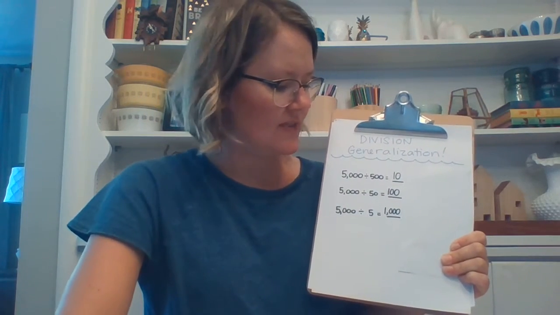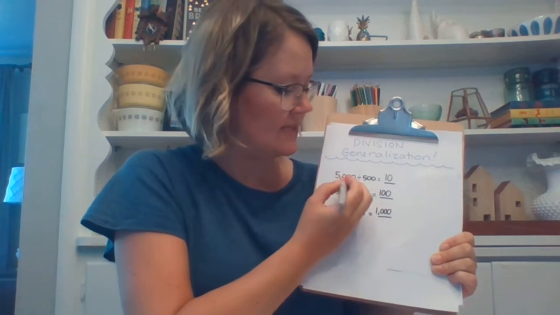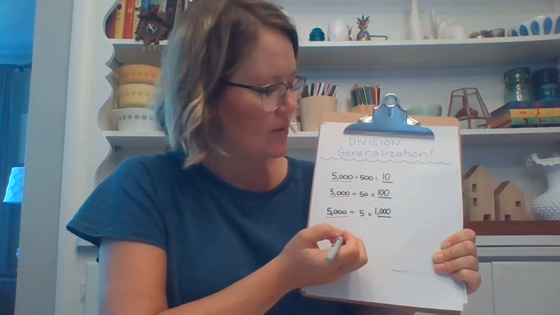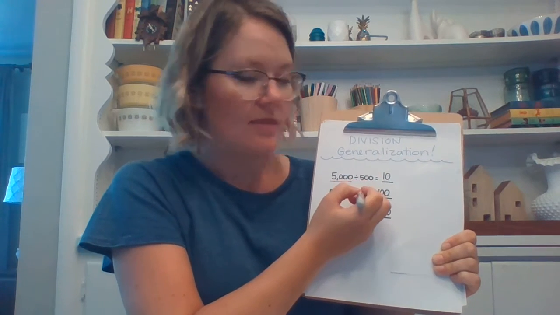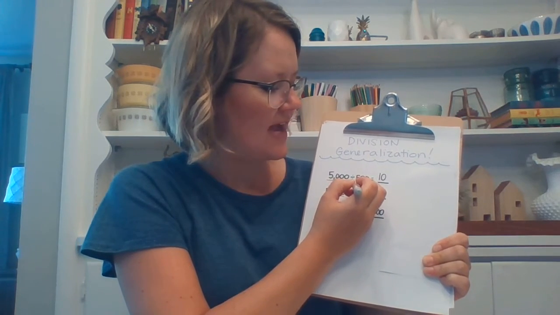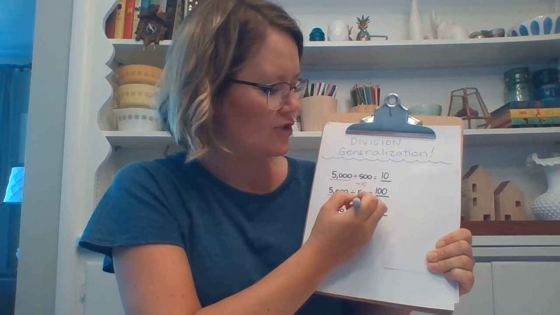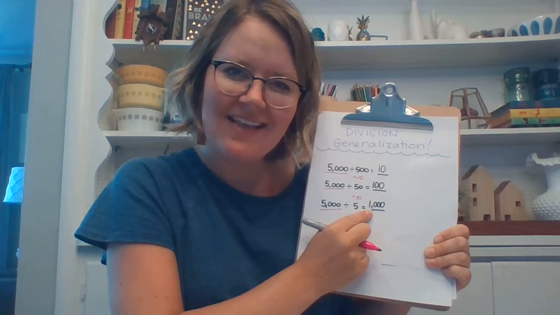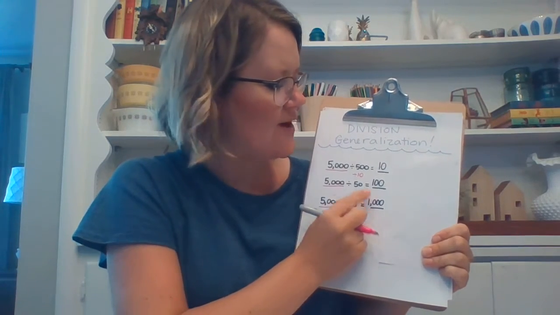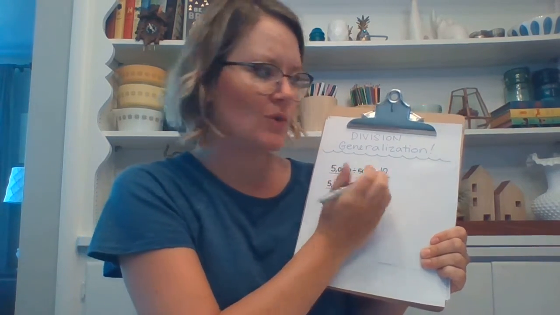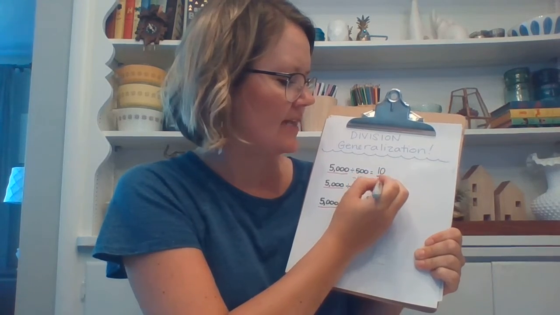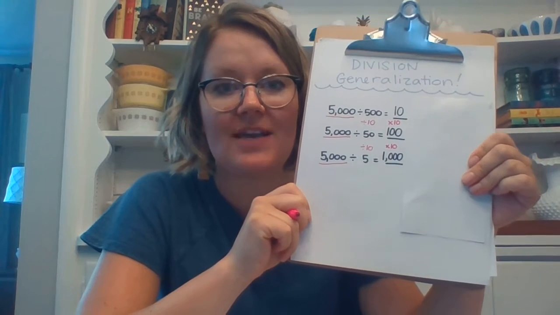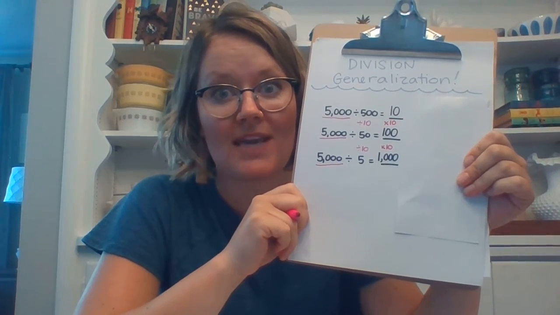Now you might notice that in this case, the first number always stayed the same. That number is called the dividend. But you also are probably noticing that the divisor was dividing by 10 each time. And over here in the quotient, the answer, it was not dividing by 10. It was actually multiplying by 10. And this is because of the meaning of division. It's different than the meaning of multiplication.